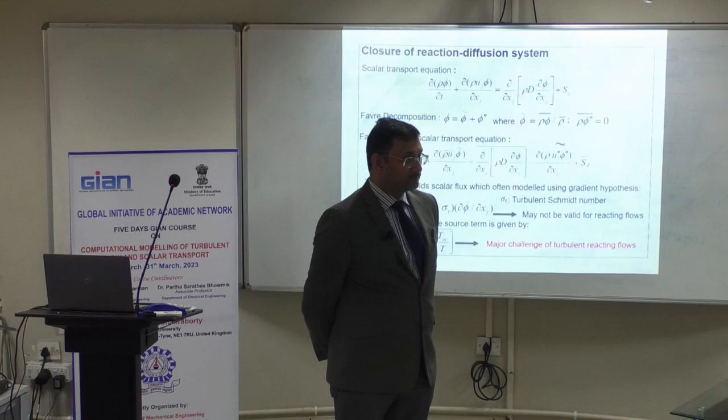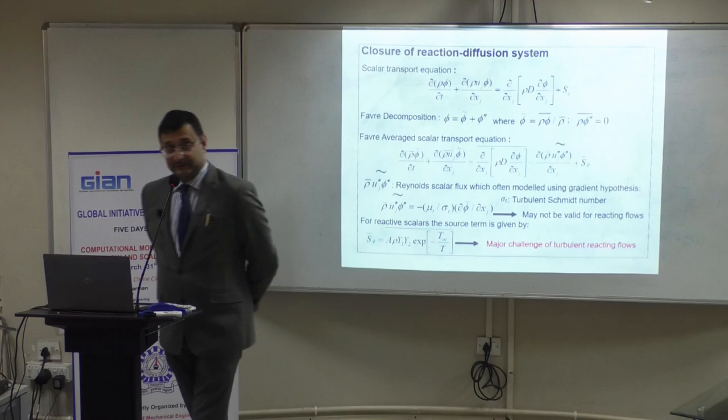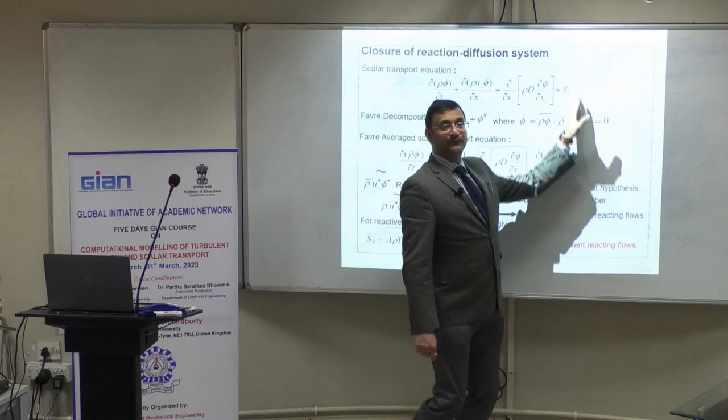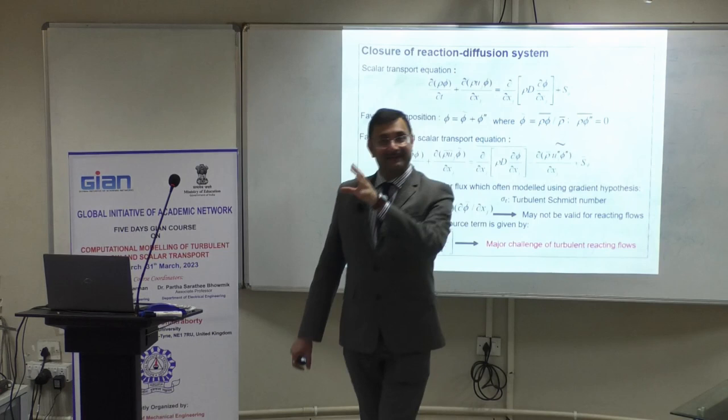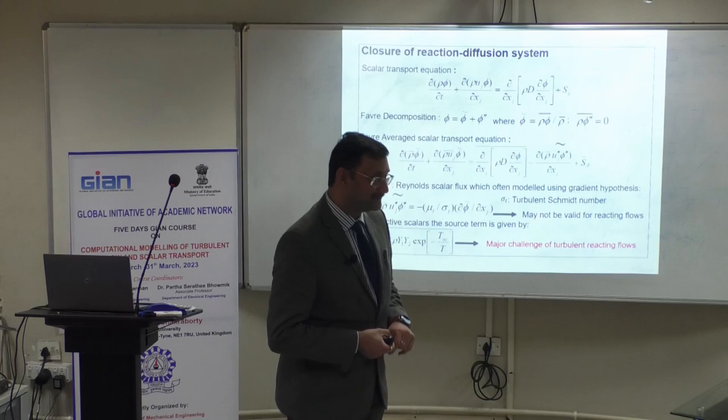So whatever I have said so far, all of these things are going to be useful for natural convection as well. But one thing to remember is that in the case of natural convection, there will be no source term for the energy equation. The source term appears in the momentum equation, and that is how it is basically an active scalar, because the temperature change can change the velocity in that case. Clear? Now, I'm coming back to combustion or any reacting flow.